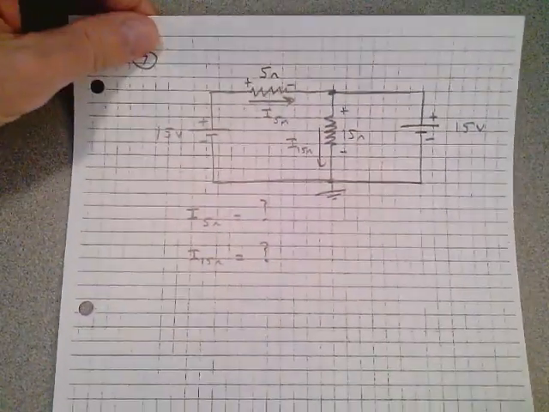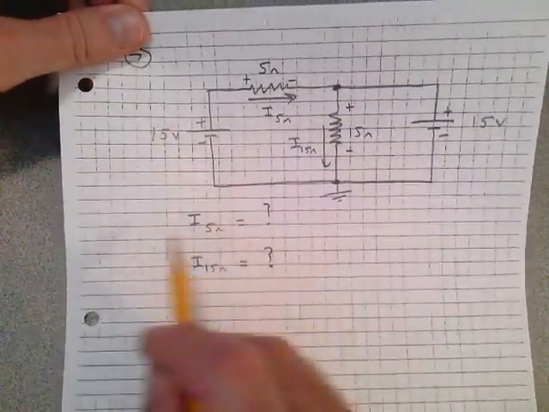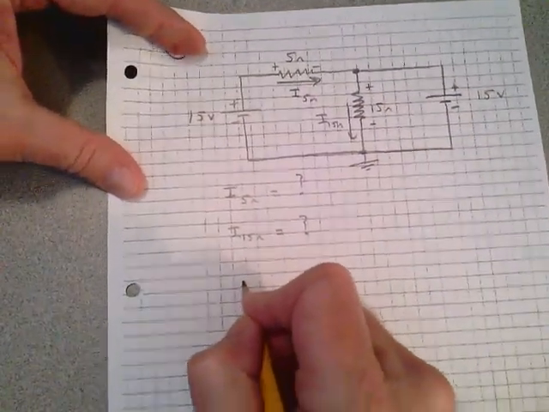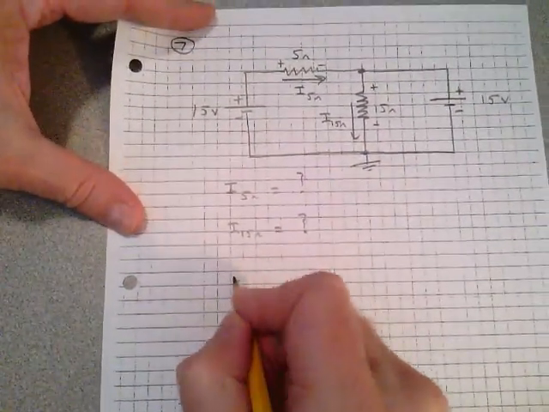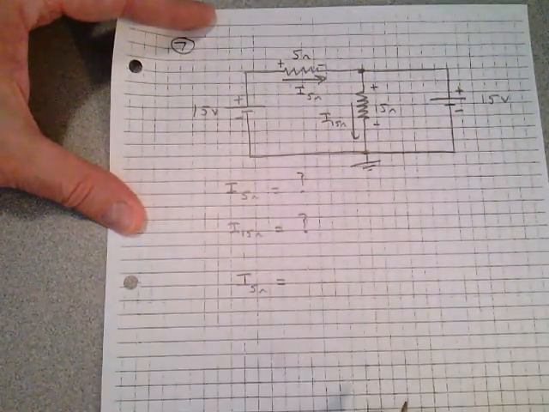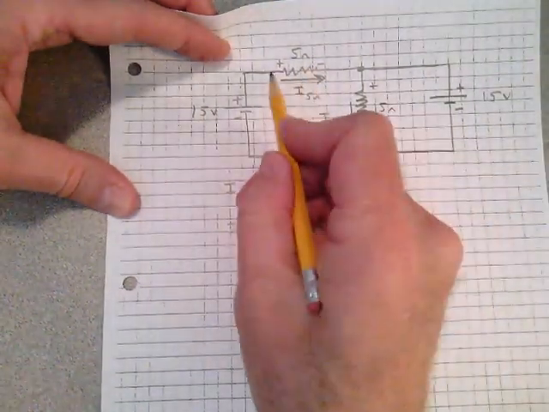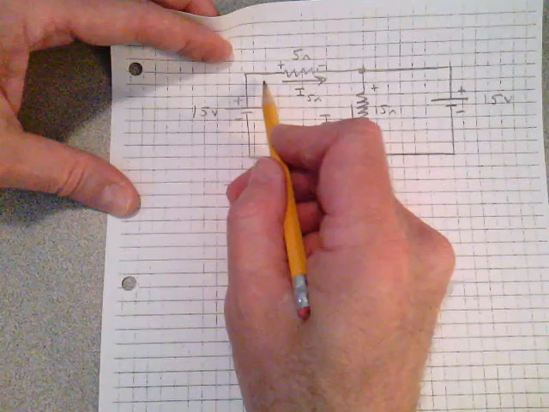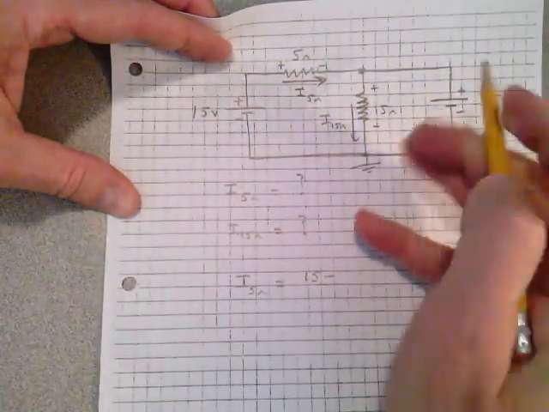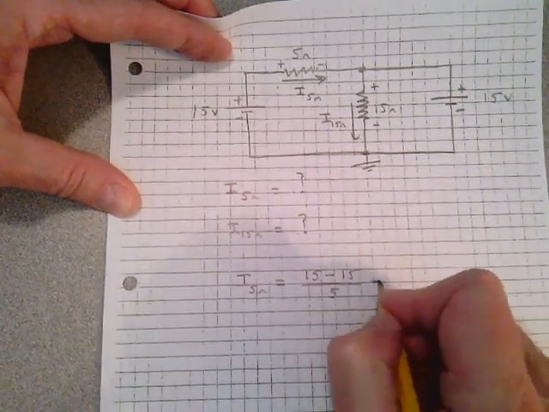How about problem number 7 here? Let's look at problem number 7. Can you tell me by inspection what I5 ohm is? What's I5 ohm in that circuit? Stop the video and look at it and tell me if you can figure it out. Well, it's the voltage. Look at the direction of current, plus to minus. It's 15 minus, what's the voltage on this side? It's 15 divided by 5 ohms.